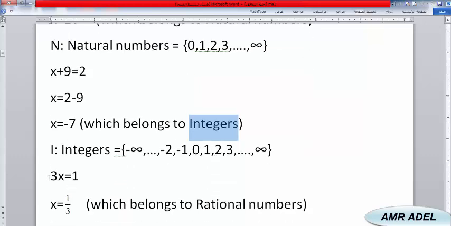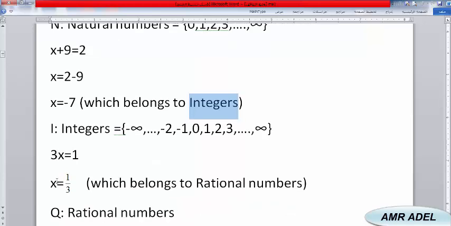Okay, look at this equation, which is 3x equals 1. Now divide both sides by 3, then x equals what? 1 over 3. Oh, now we have something new, which is what? Rational numbers. What are rational numbers?